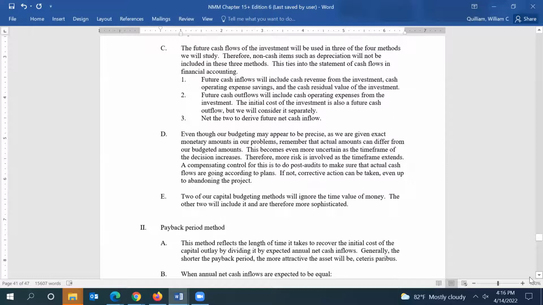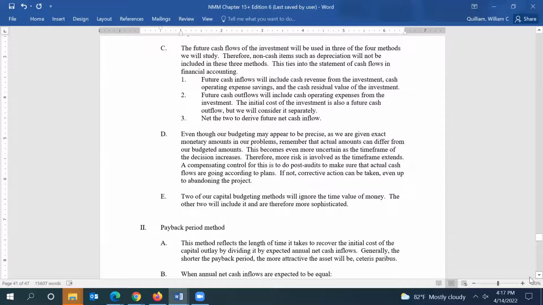First of all, future cash inflows will include cash revenue from the investment, cash operating expense savings, that's like some more revenue, and the cash residual value of the equipment, or the investment rather, which could be equipment, but that means the salvage value, what we can sell it for at the end and get some cash for it. Then future cash outflows will include cash operating expenses from the investment. And the initial cost of the investment is also a future cash outflow, but we'll consider it separately. I will show you. But then we net the two to derive future net cash inflow.